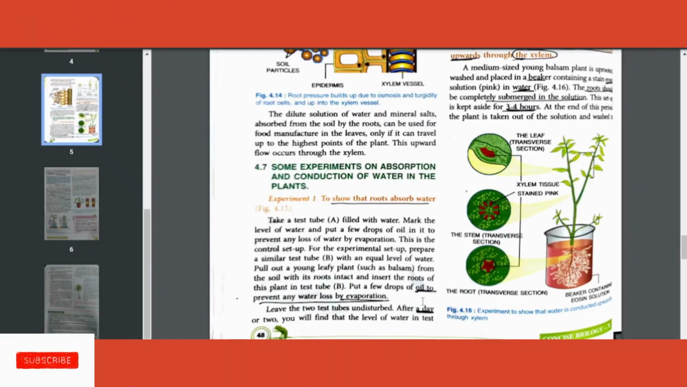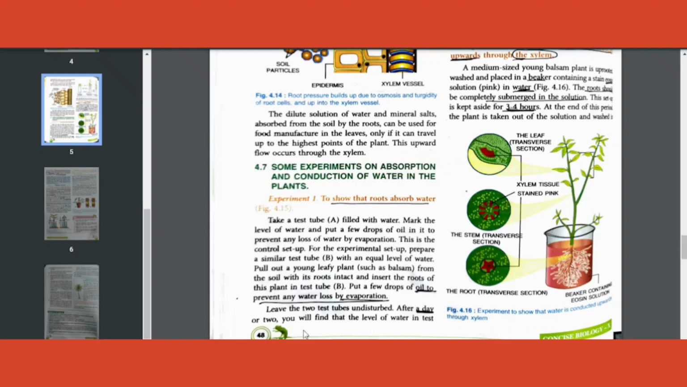We are doing all the important chapters from ICSE 10 biology. Today let us understand all the experiments from the absorption by roots chapter. I think most of you are finding experiments a little confusing, but it is not. It is very simple. Let's learn it in under 5 minutes today.